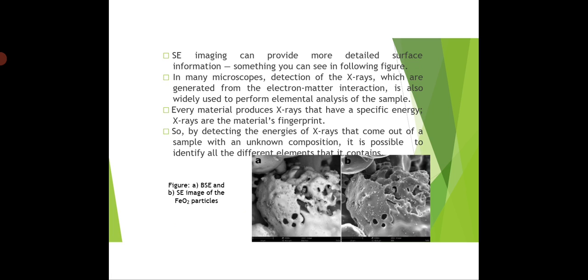In many microscopes, detection of the X-rays which are generated from the electron-matter interaction is also widely used to perform elemental analysis of the sample. Every material produces X-rays that have a specific energy. X-rays are the material's fingerprint. So by detecting the energies of X-rays that come out of a sample with an unknown composition, it is possible to identify all the different elements that the sample contains. So there are two figures. Figure A is produced by backscatter electrons and figure B is produced by secondary electrons, and the sample is ferric oxide.